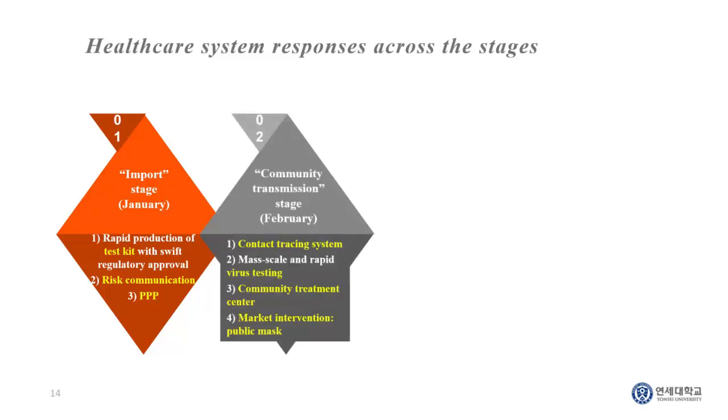At stage 2, several creative measures were implemented. A contact tracing system was quickly made. Mass scale rapid virus testing was done. A community treatment center was made to lighten the load on the hospitals. The government also made a contract with mask manufacturers to supply masks to the public.